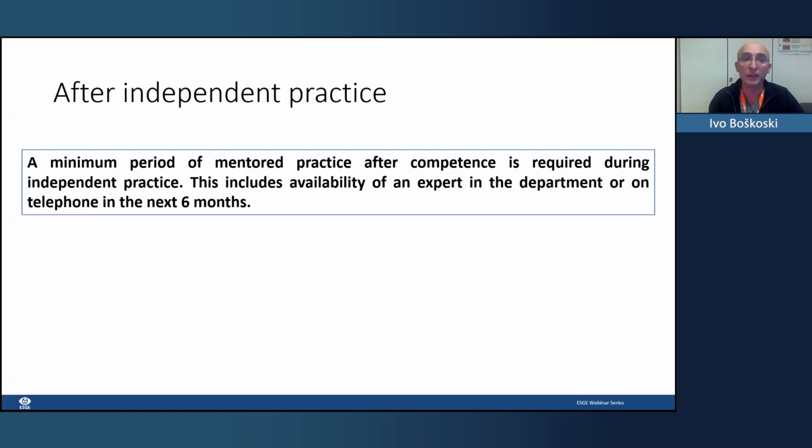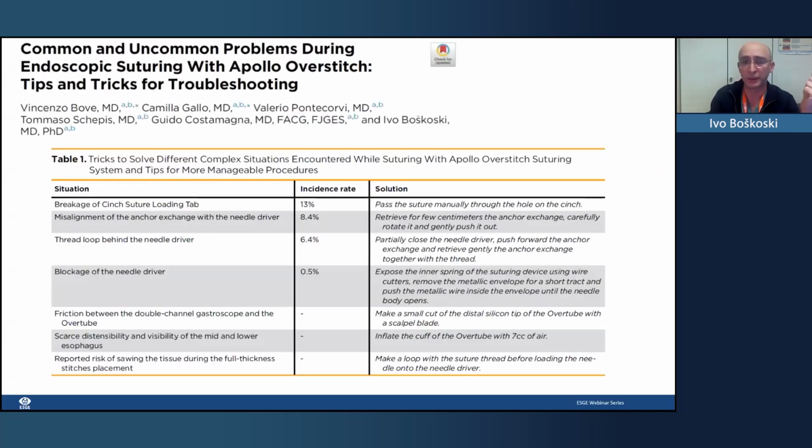And after independent practice begins, a minimum period of mandatory support after competence is required. This includes availability of an expert in the department or on the telephone in the next 6 months. It can happen that you have problems during the suturing that you don't know how to solve, a problem that you never encountered during the training. So you can call your trainer or anybody who is an expert in the field to ask for advice.